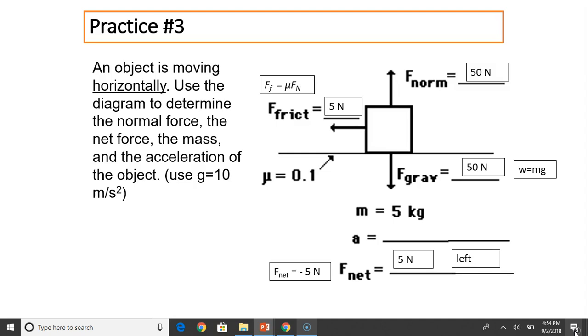Lastly, I can figure out acceleration. Acceleration is net force divided by mass. It's 1 meter per second squared to the left, same as net force.